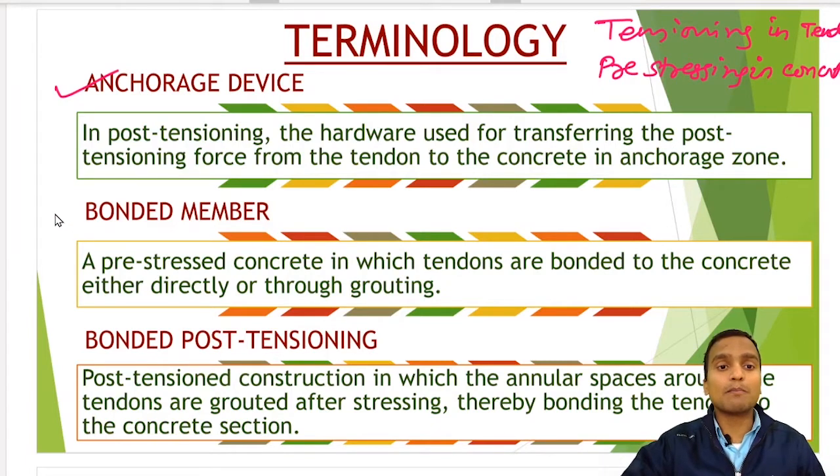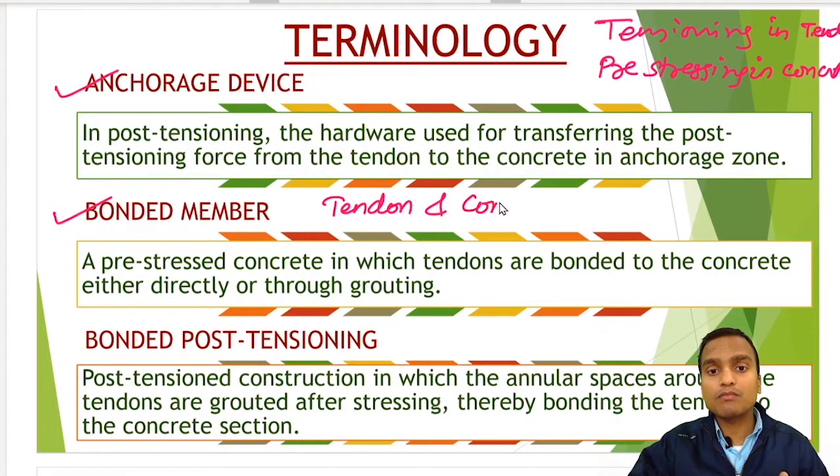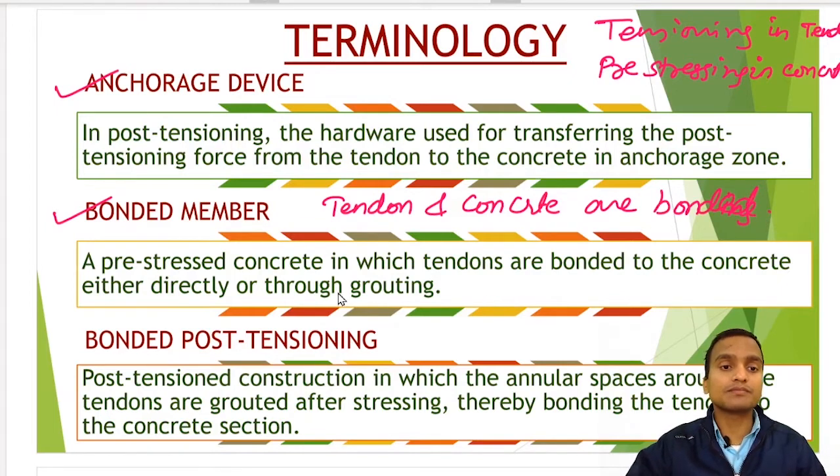Next is the bonded member. As we have discussed, a bonded member means the tendon and concrete are bonded, both are bonded. This bonding is done with the help of grouting. So a pre-stressed concrete in which tendons are bonded to the concrete either directly or through grouting.